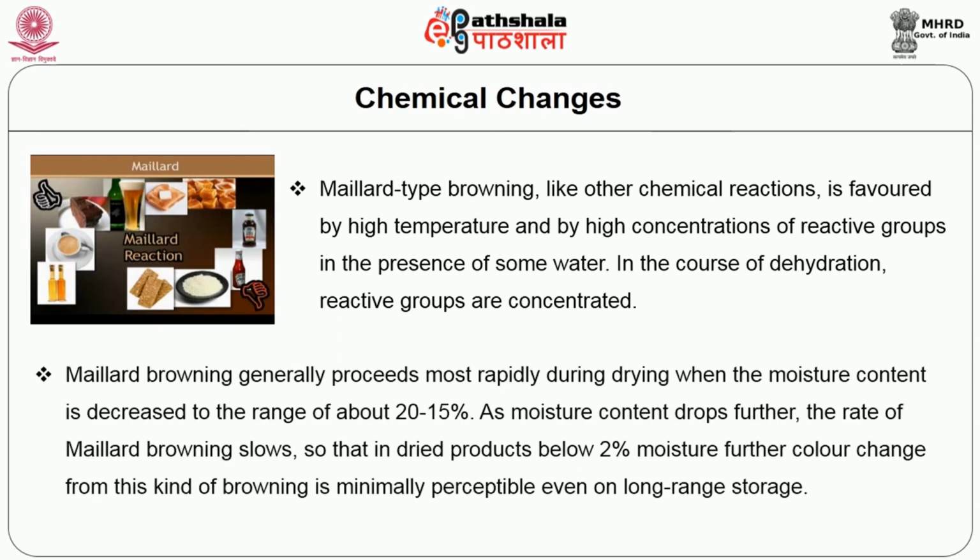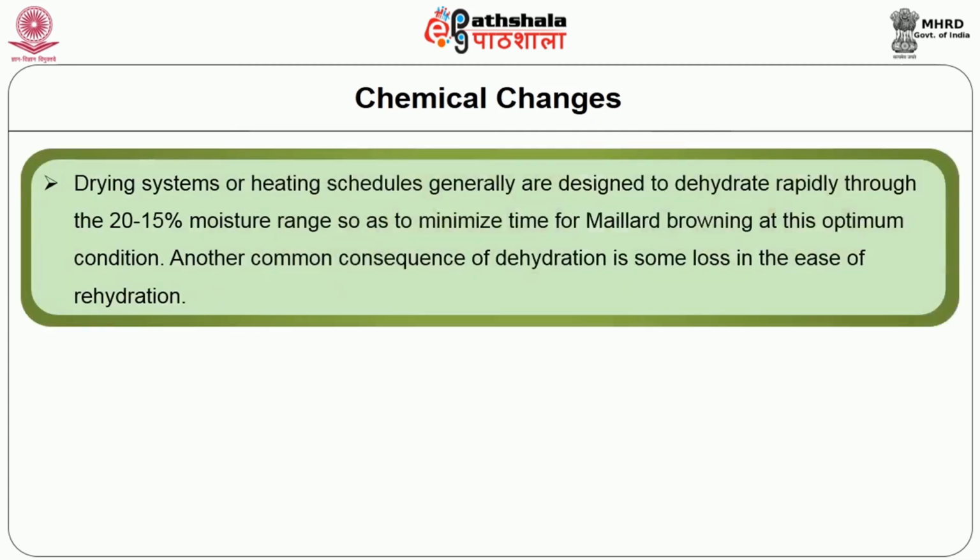Maillard browning generally proceeds most rapidly during drying when the moisture content is decreased to the range of about 20 to 15%. As moisture content drops further, the rate of Maillard browning slows, so that in dried products below 2% moisture, further color changes from this kind of browning are minimally perceptible even on long storage. Drying systems or heating schedules generally are designed to dehydrate rapidly through the 20 to 15% moisture range so as to minimize time of Maillard browning at this optimum condition.